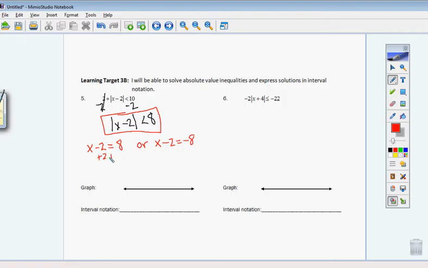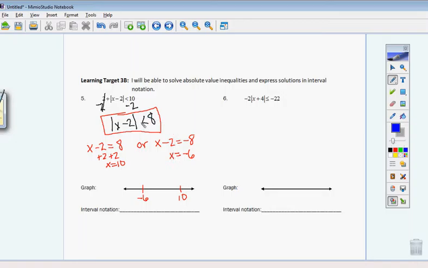So I'm going to add 2 to both sides, and I'm going to get an x value of 10. And over here, when I add 2 to both sides, that gives me an x value of actually negative 6. Well, then the next step is to literally just put those in here. So negative 6 and 10, get them on my number line here. Well, now the next thing I have to do is test values.